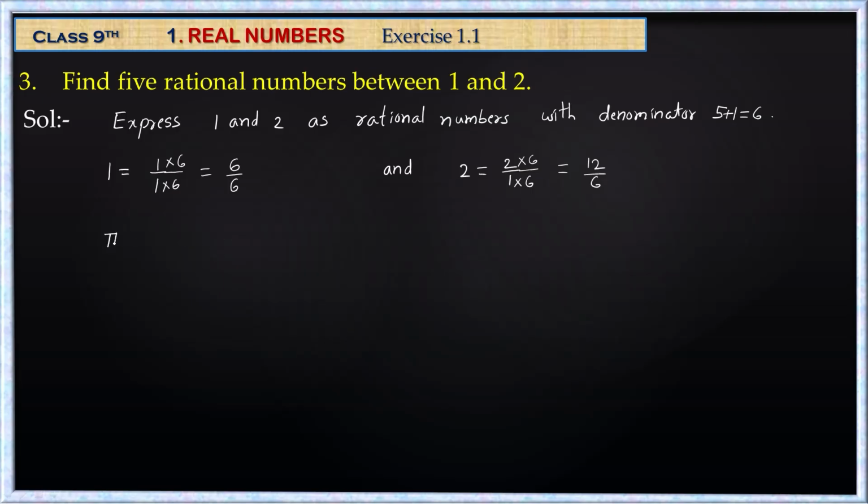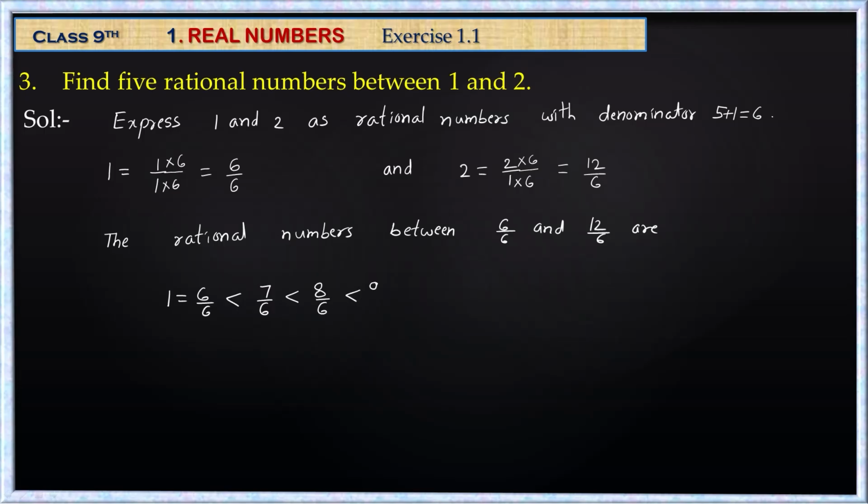So the rational numbers between 6 by 6 and 12 by 6 are: 1 is written as 6 by 6, it is less than 7 by 6, and it is less than 8 by 6, and it is less than 9 by 6, and it is less than 10 by 6, it is less than 11 by 6, and it is less than 12 by 6. 12 by 6 is nothing but equal to 2.